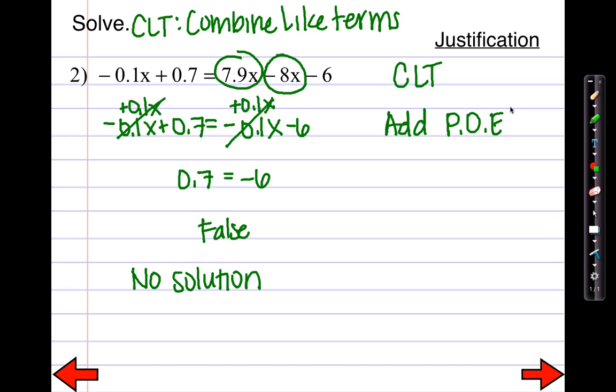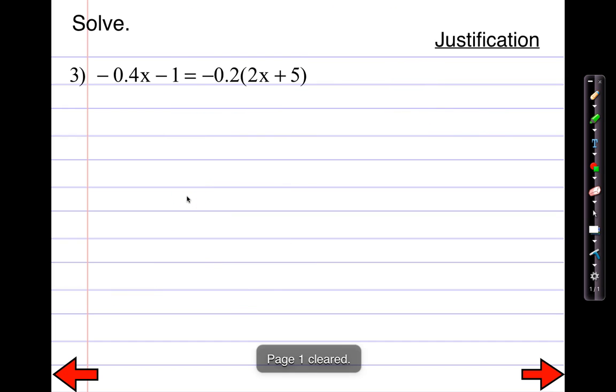Now, real quick, if I subtracted the same number to both sides, then we just call it the subtraction property of equality. If I divided the same number to both sides, then I'd be using the division property of equality. So it's almost like using logic. What did I do to both sides? And that's what it is. So here my answer is just no solution.